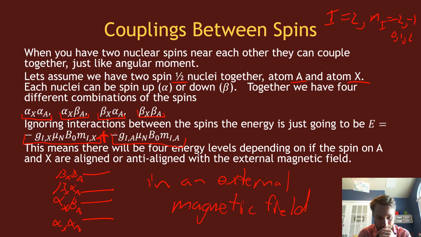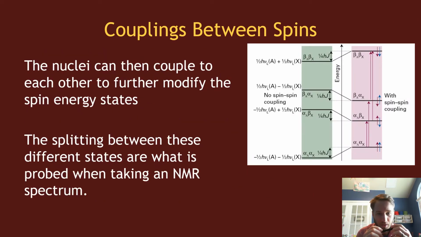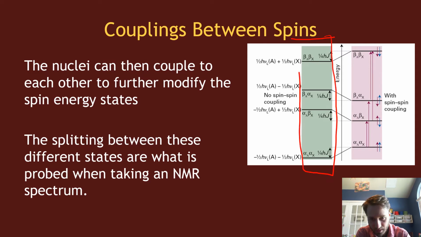So I'm going to start off here on the left side with no spins interacting. So I have these four energy levels I talked about. And then what I'm going to assume is that these spins are interacting, and their interaction is given by this coupling J. So J represents the strength of the interaction between these spins.